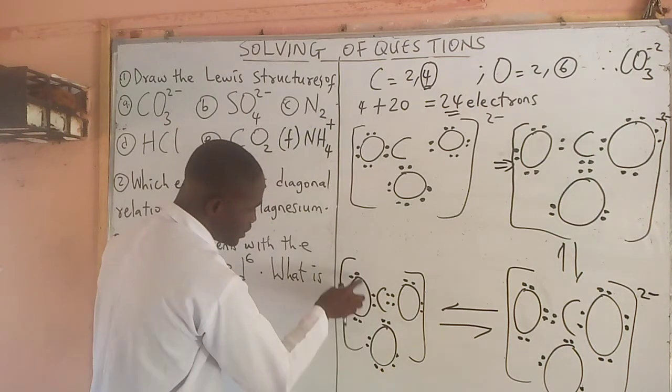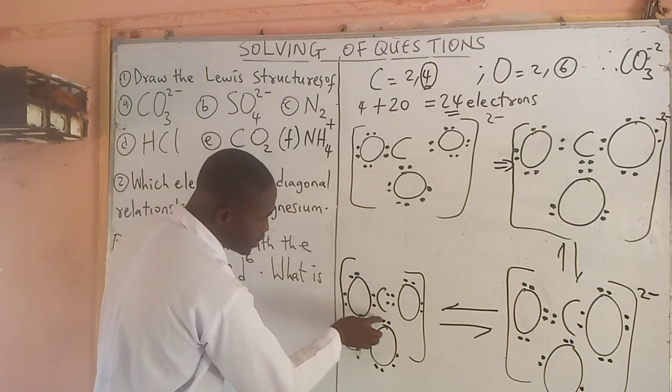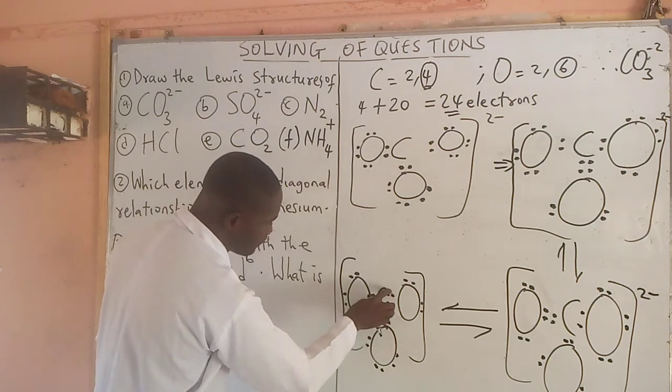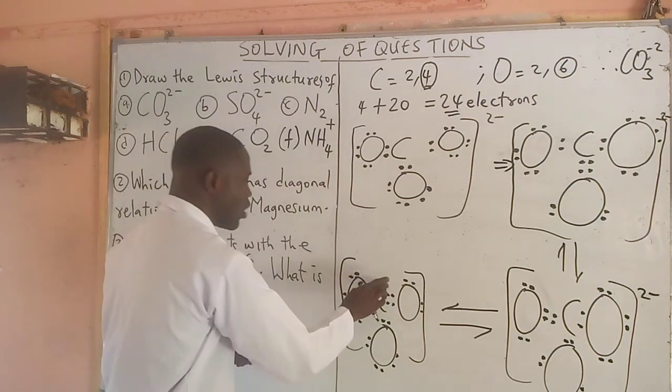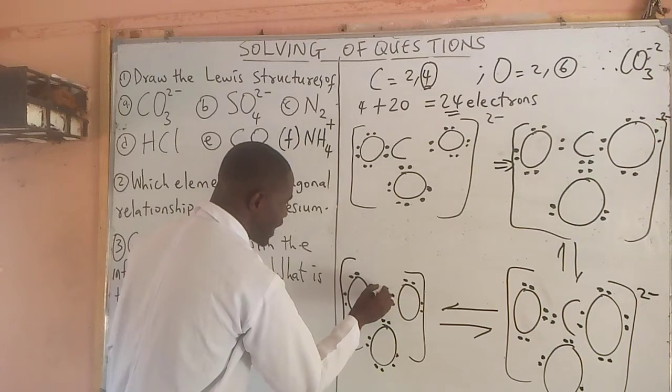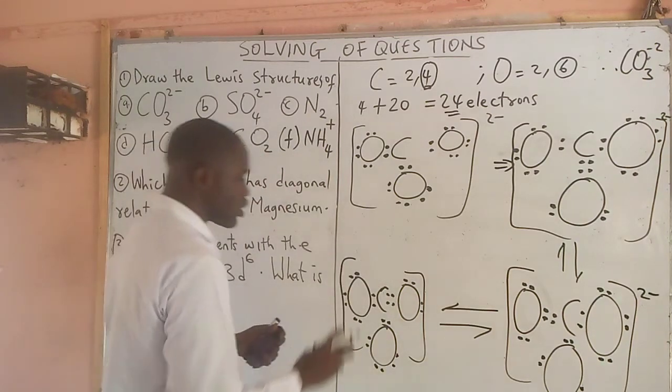This one 8. This one 8. Then the carbon is also 8. 1, 2, 3, 4, 5, 6, 7, 8. So we can now say that it has attained its octet structure.